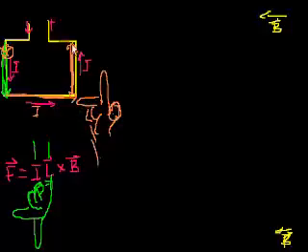Middle finger in the direction of the current, or in the direction of our length. Index finger in the direction of the field. Thumb points out of the page. Do that with your own right hand, and you'll see that the net force of the magnetic field on this segment of wire is going to be upwards. Let me do it in a different color just to get some contrast. It's going to be upwards.